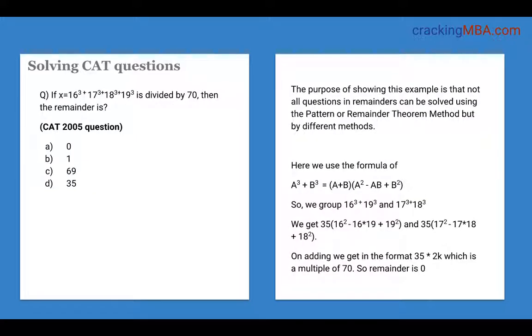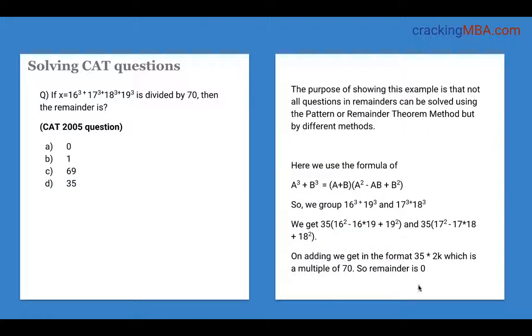Now let us look at another question from 2005. If x is equal to 16 cube plus 17 cube plus 18 cube plus 19 cube, and that is divided by 70, then what is the remainder? Here you might tend to look for the pattern method, or the remainder theorem method, but sometimes it may not be possible using those approaches. Let's look at a different approach.